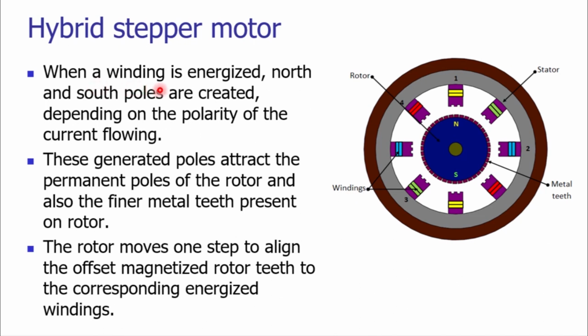So when a winding is energized, the north and south poles are created depending upon the polarity of the current, and these generated poles attract the north and south poles of the rotor. The teeth on the north pole would behave like a north pole, and the teeth on the south pole are behaving like the south pole. When the stators are energized, there would be major step increment in the rotation, but the finer adjustments we can do by having the number of teeth on the rotor.